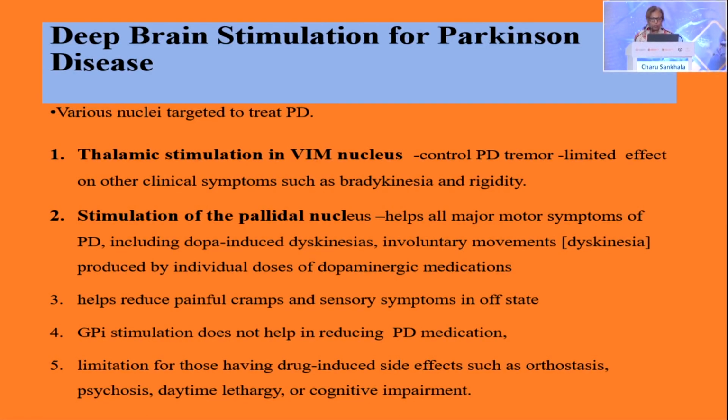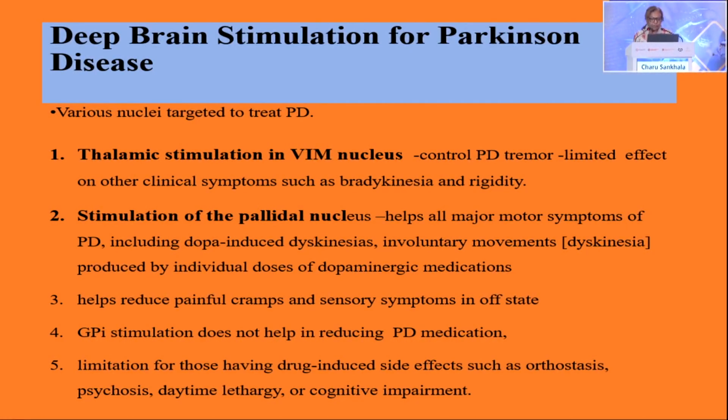Now we have two nuclei in Parkinson's. One is the pallidal nucleus. Stimulation of the pallidal nucleus helps all the major motor symptoms of PD, including dopamine-induced dyskinesia. When you stimulate the pallidum, you reduce the dyskinesias and the involuntary movements associated with the drugs. It also helps reduce the painful cramps and sensory symptoms in off states.